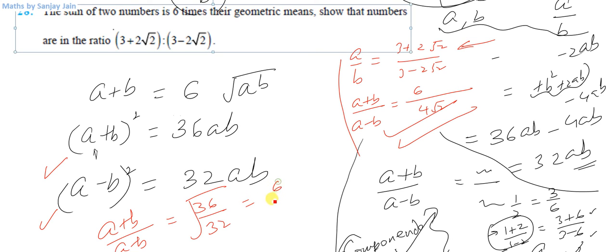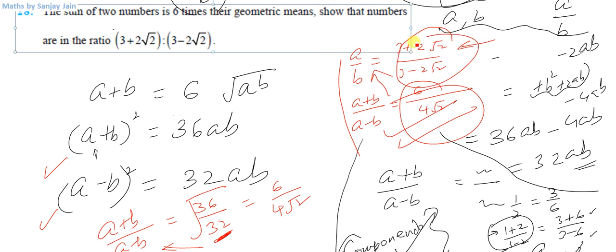Okay, so this is 6 by, and how much is this? This is 16 into 2, so 4 can be taken outside. 6 by 4 root 2, which is this. So I have already proved. Now I just have to take componendo and dividendo, then I can say that this is also true. So I proved this by applying componendo and dividendo.